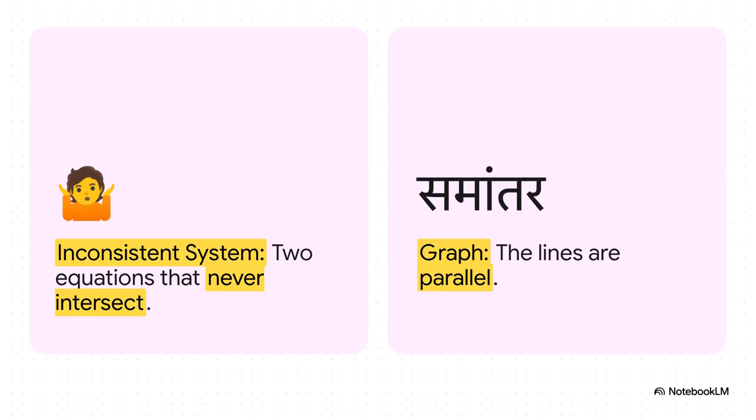The slope in both equations is 2. But look at the y-intercepts. One's at +1 and the other's at -3. This means the lines are rising at the exact same rate, but they're starting from totally different places. Visually, these are parallel lines. They just run alongside each other forever and ever, and they will never, ever intersect.